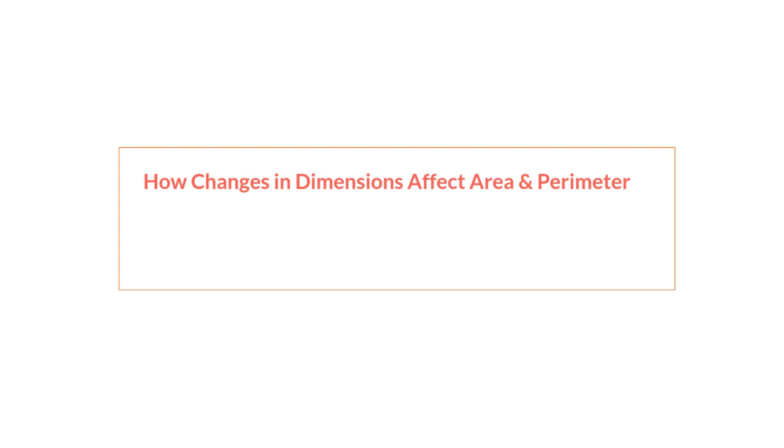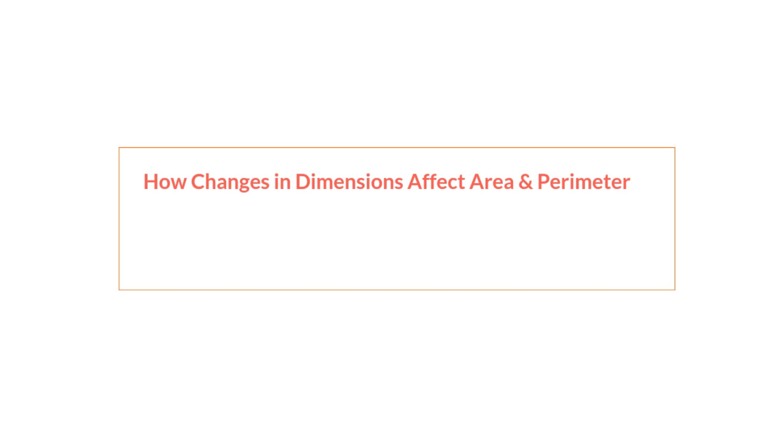Hi everyone. Today we're going to explore how changes in dimensions affect area and perimeter. So tweaking just one dimension in a figure can make an important difference in its perimeter and area. In this lesson, we will look at some geometric figures and explore how the individual dimensions affect the overall perimeter and area, and how small changes at some points can make a huge difference in the results.